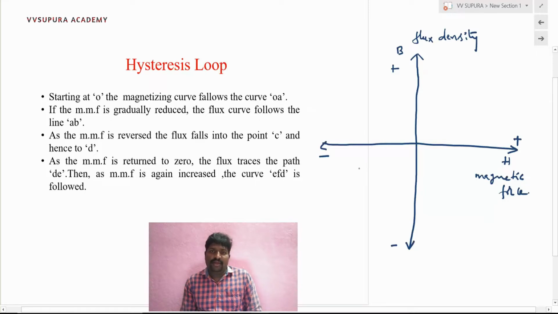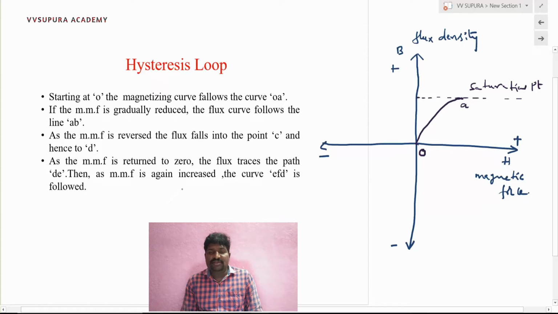Now if I apply magnetic force in the positive direction, then the magnetic flux density in the magnetic material will also increase. It will start from point O. If I increase the magnetic force on the positive side, the magnetic flux density also increases and reaches some point A. After that point, even if you increase the magnetic force, the magnetic flux density will not increase because it has reached the saturation point. The flux density will be constant at the saturation point.